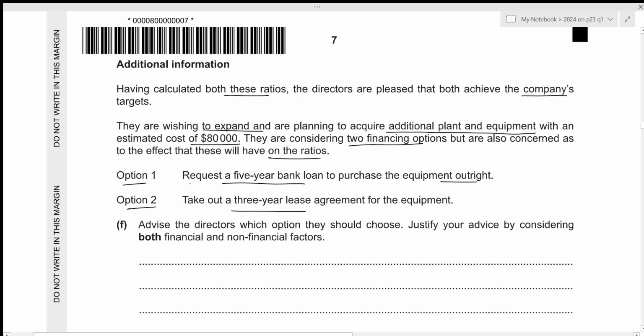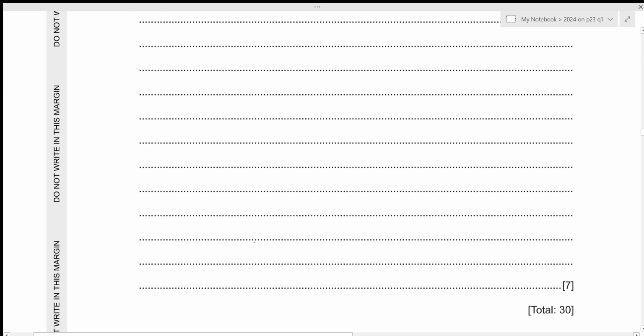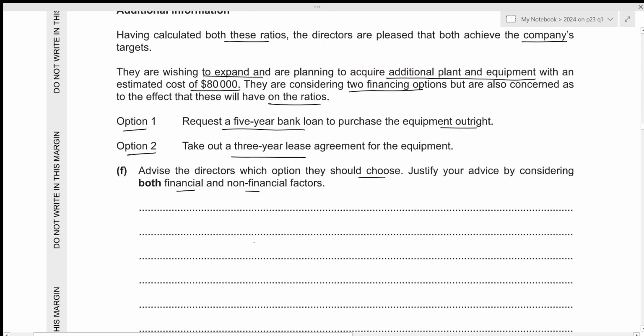So within option 1, we will just purchase the entire equipment that will be required. Under option 2, instead of purchasing the equipment, we will just rent it. That's the lease agreement. Now, we need to advise the directors which option they should choose. We need to justify the advice by considering both financial as well as the non-financial factors. Okay, this is of 7 marks. So we need 3 comments for option 1, 3 comments for option 2, and a final decision.